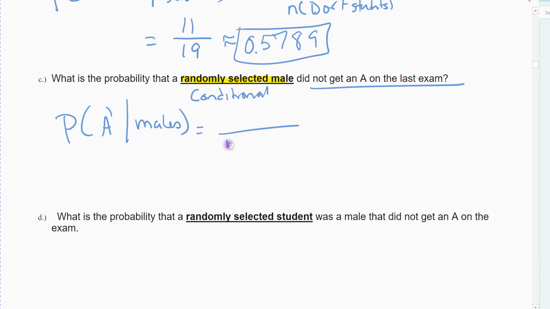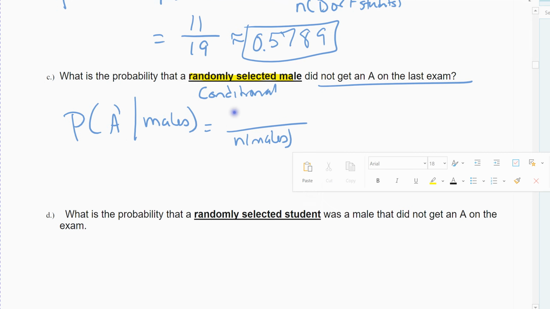So I divide by the number of male students because that's who I'm selecting from. I'm not selecting any student. I'm only selecting from the male group. So given they're a male student, what's the probability that they did not get an A? So it's the number that did not get A's and they were men.